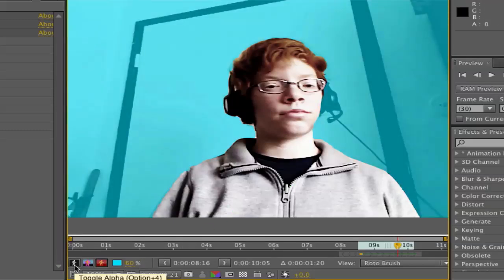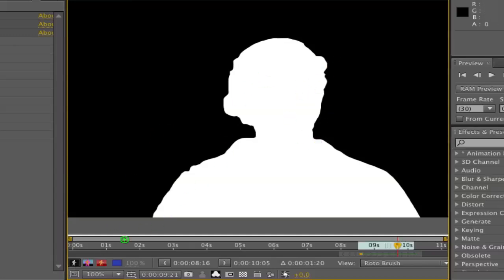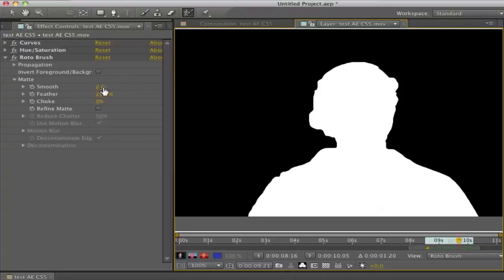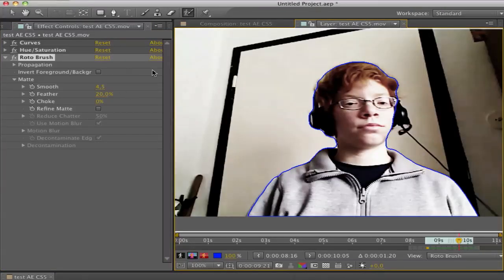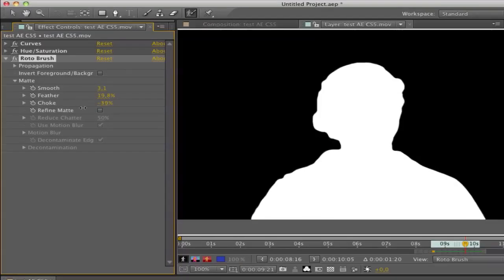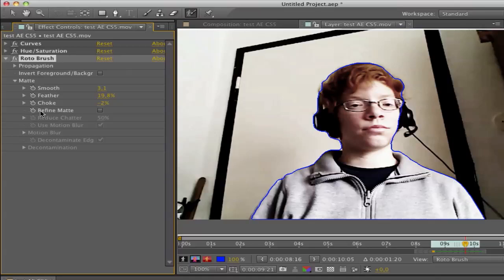You can go to the toggle alpha and look in the alpha mode. So let's smooth this a bit, or you can go back to the point you like here. Yeah, choke is expanding. Okay, and you can use refine matte motion blur. It's good when you have a fast movement. And yes, shutter angle, high quality, samples per frame, and a lot more.